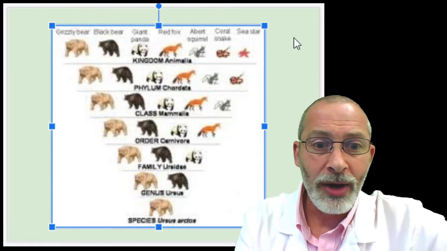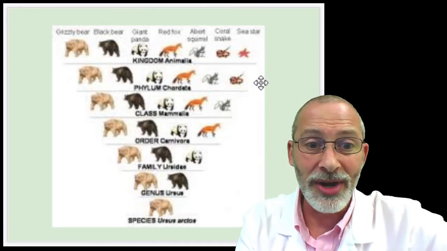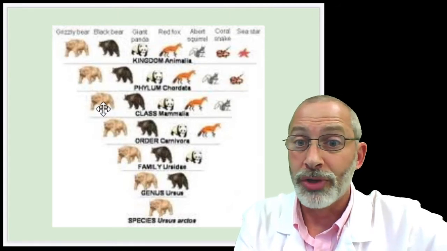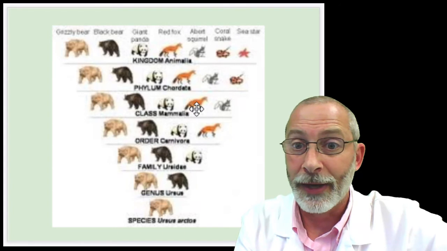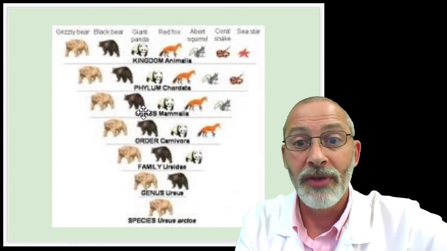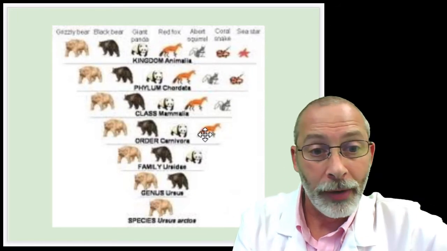Also, not all chordates are mammals. Snakes are not mammals, so they don't belong with other mammals. But the grizzly bear, all the way down to the cute little squirrel, they're all mammals, so they're all members of class Mammalia.